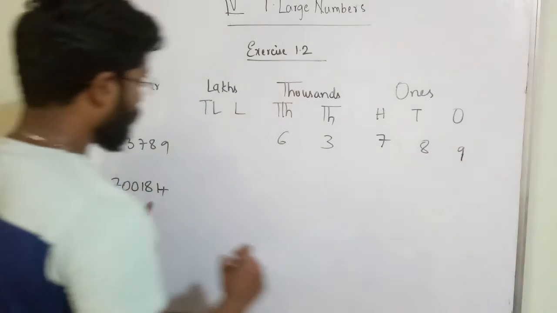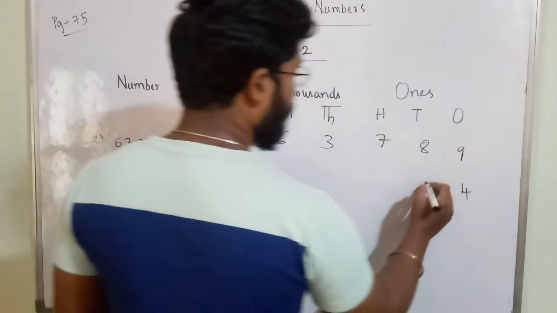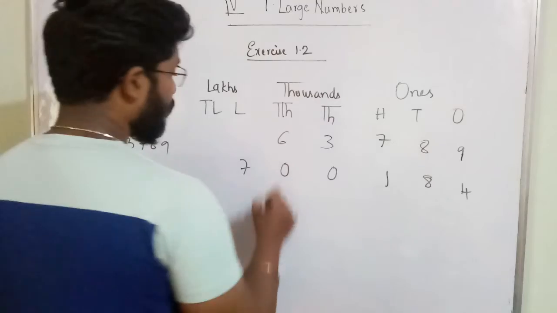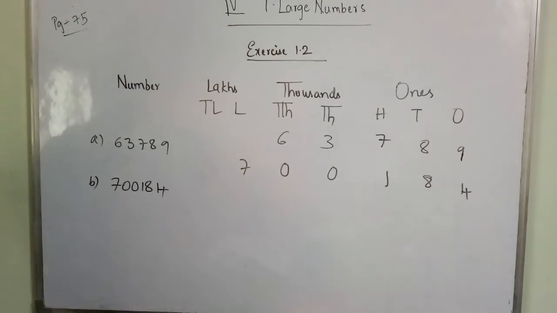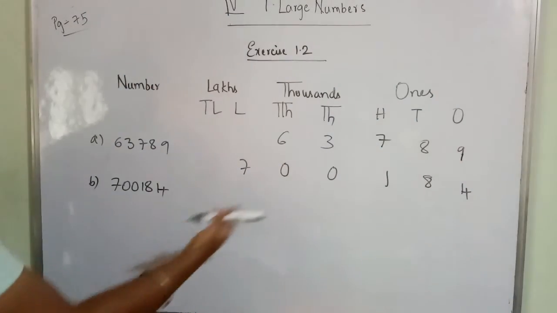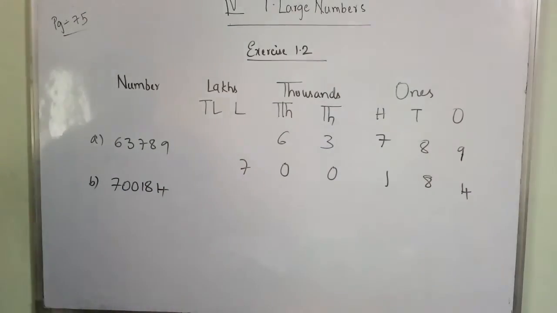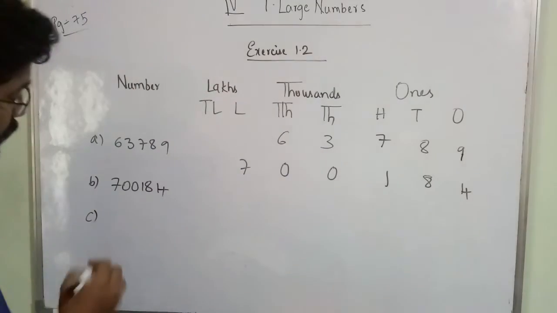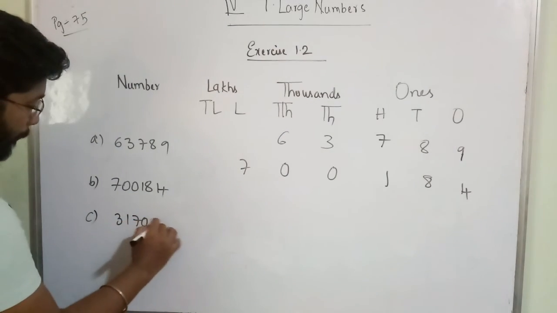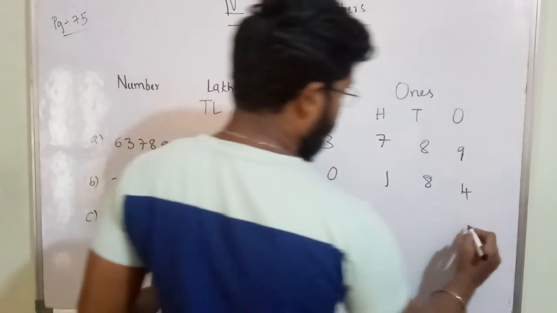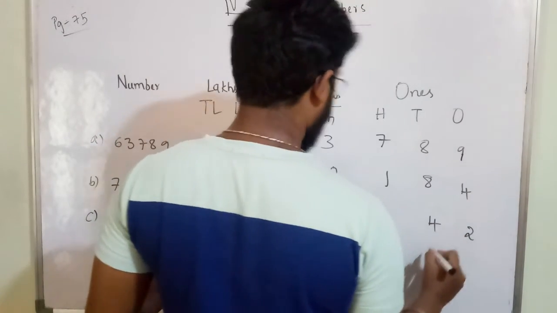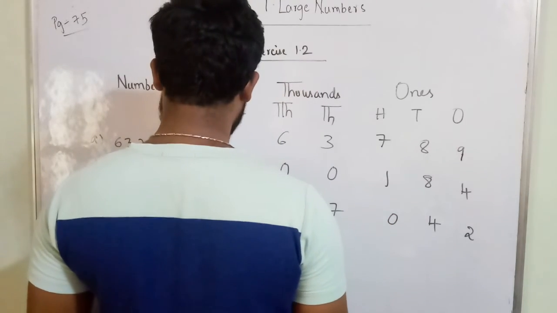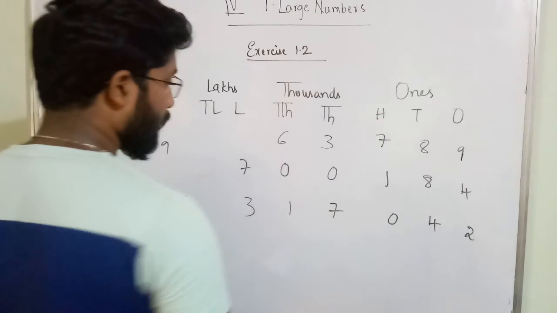700,184. So 4 should be in ones place, next 8, next 1, next 0, 0, 7. You have to start filling from the ones place. Last digit should be filled from the ones place, like that. You have to come from right to left. Okay, next C, 317042. So 2 is in ones place, 4 is in tens place, 0 is in hundreds place, 7 is in thousands place, 1 in 10,000s place, 3 in lakhs place.